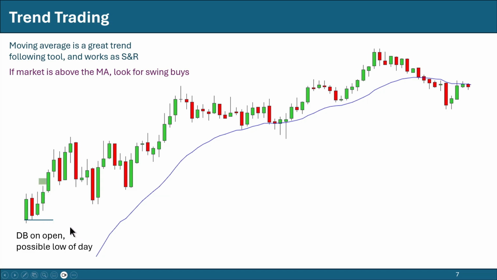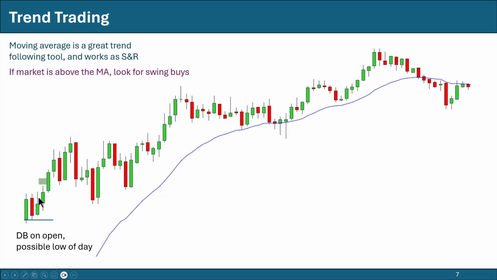Some bulls will buy here betting that they can get a swing trade. On the open, and this is covered in one of the other videos, 50% of moves reverse, even strong moves. So even very strong moves, it doesn't matter, 50% of them reverse. So why would we be buying here? There's a 50% chance that the market's going to reverse.